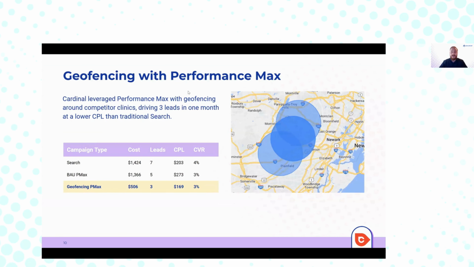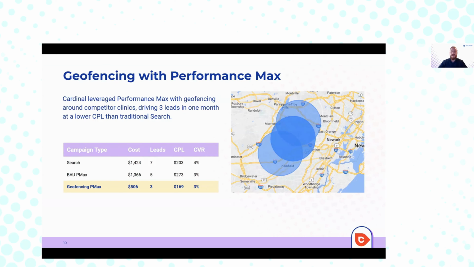Another case study where we saw really strong performance here at Cardinal Digital Marketing is when we were able to leverage Performance Max for a geo-fencing strategy within a behavioral health client with multiple locations in a very competitive market. So what we did here is we put a radius targeting around our competitor clinics, and we were able to drive 3 leads within 1 month with a lower cost per lead than our traditional search campaigns.